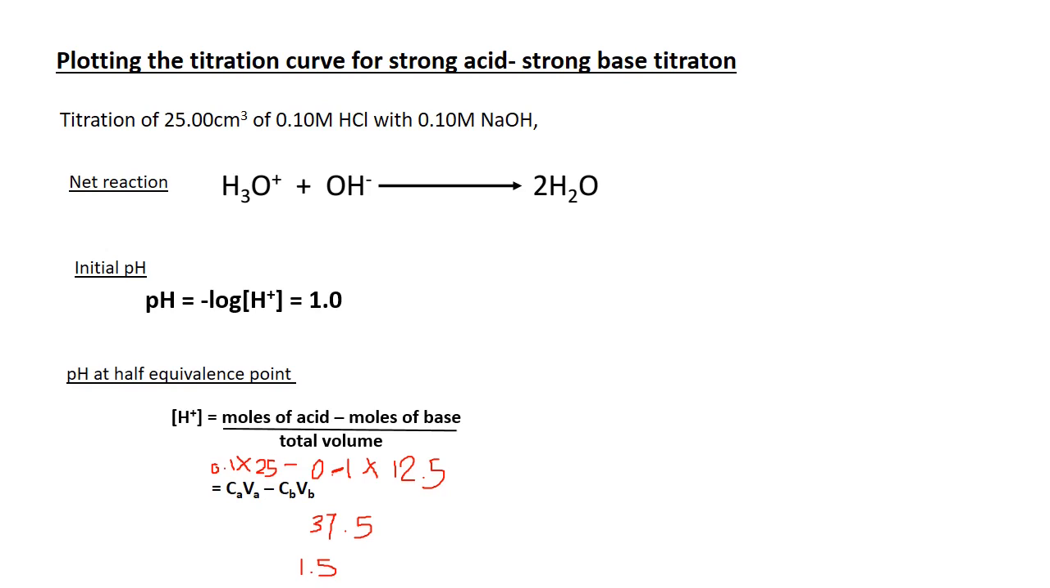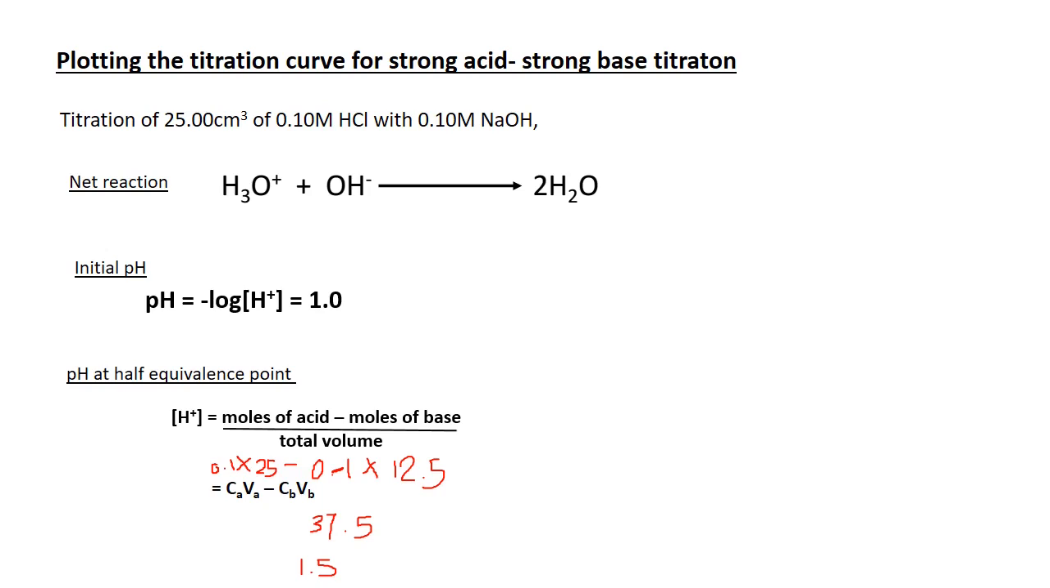So the thing is, moles of acid, here we know the concentration. To find the moles of acid, we have to multiply the concentration of acid by the volume of acid. We know the concentration of this acid, it's 0.1, and the volume of acid is 25 cubic centimeter, the volume of acid in the flask.